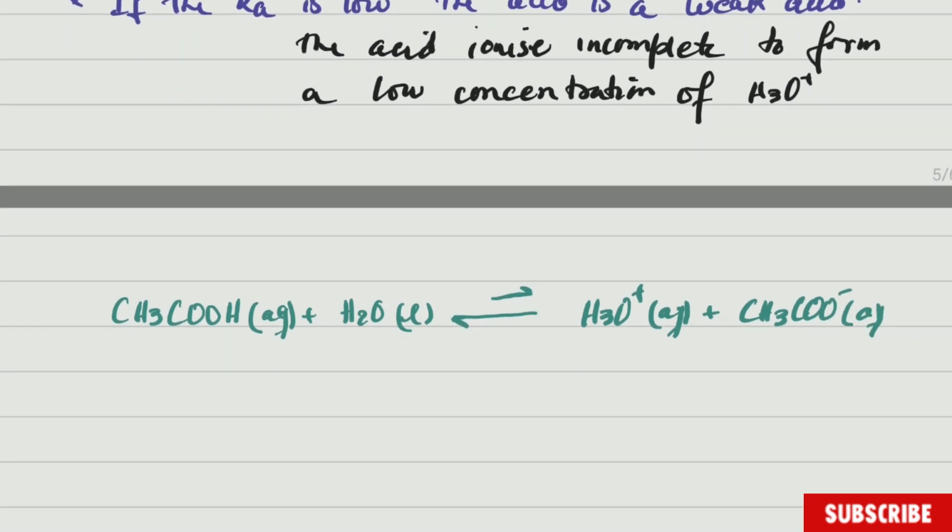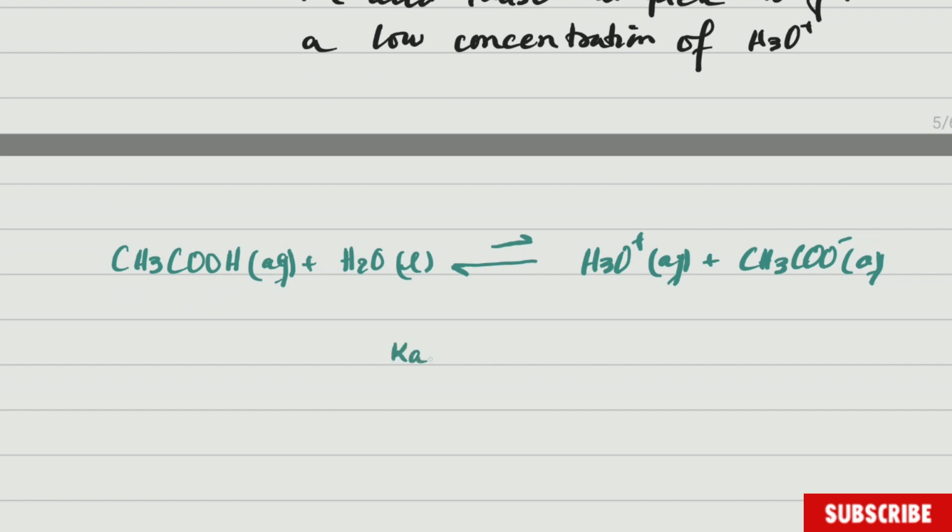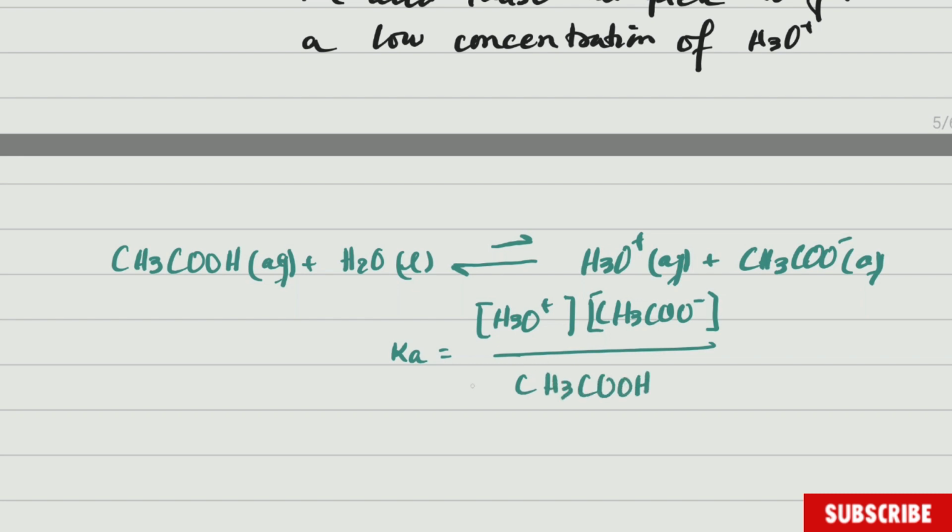If we calculate the Ka here, it's still the concentration of the products. So it's going to be the concentration of H3O plus multiplied by the concentration of CH3COO minus, divided by the concentration of CH3COOH, because it's an aqueous solution there. That is what we are going to get. But this Ka here is going to be low. It means this is a weak acid.